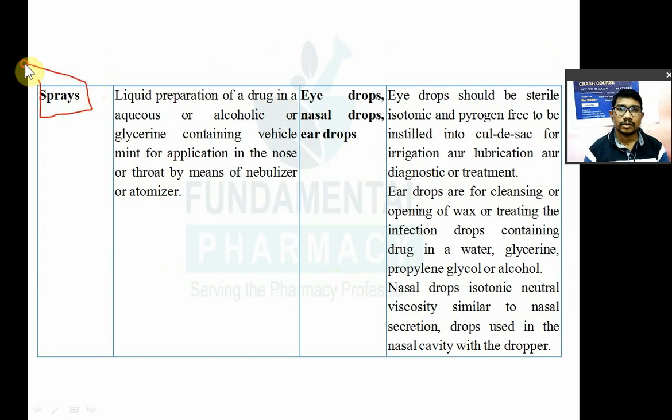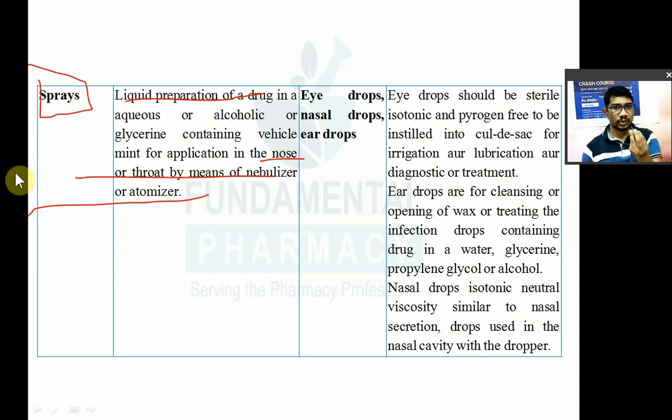Next one is a spray. Spray means liquid preparation containing a drug in an aqueous or alcoholic or glycerin containing vehicle meant for application in the nose or throat by means of nebulizer or atomizer. तो स्प्रे मतलब क्या? एटोमाइजर और नेबुलाइजर से आपको स्प्रे करना है आपके नोज में या फिर थ्रोट में, है ना। आप देखो बच्चे को सर्दी हो गई तो वहाँ पे क्या लेके जाते हैं आप?